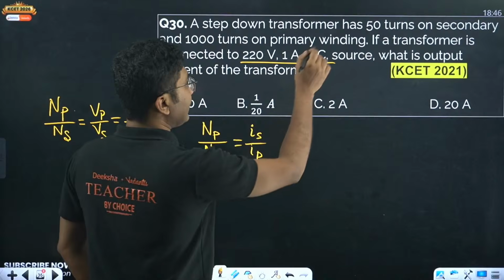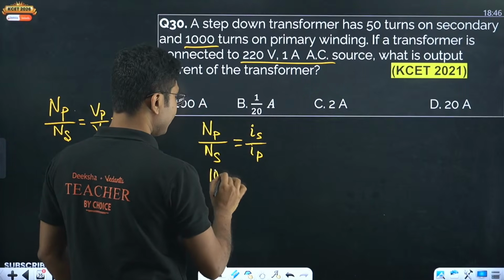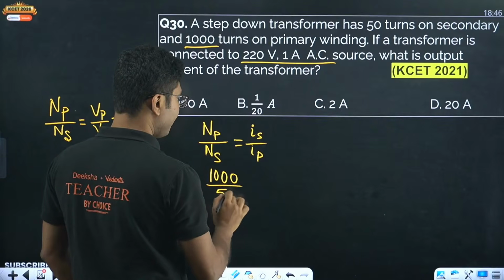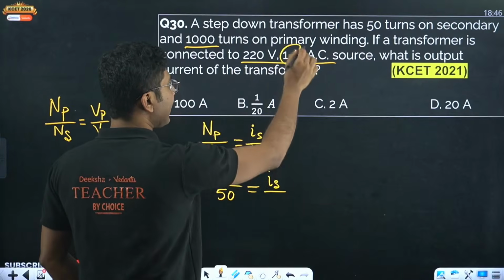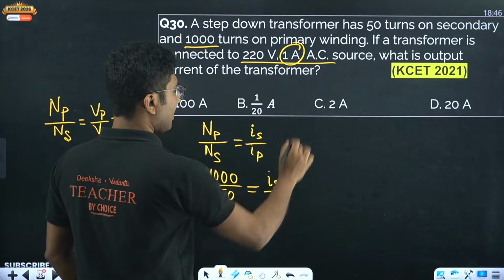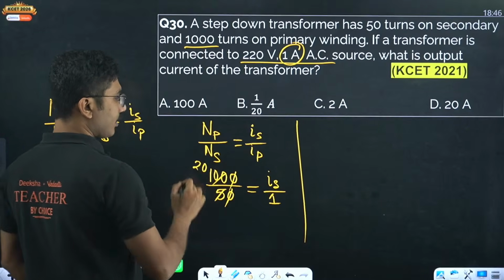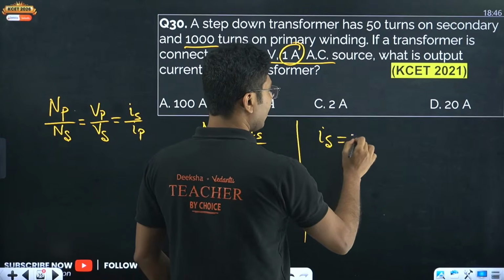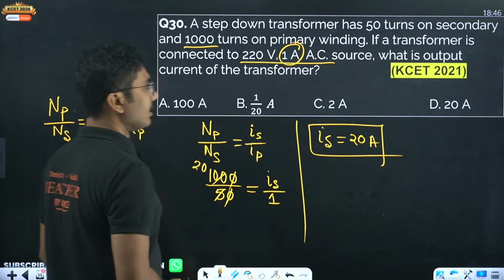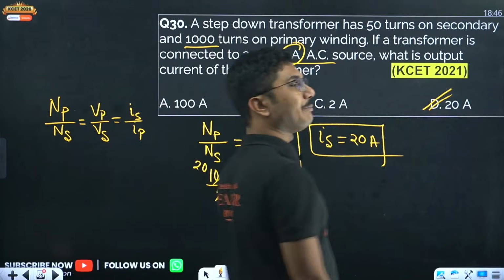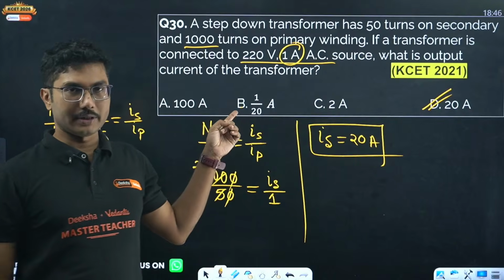So it has 50 turns on the secondary and 1000 turns in the primary. So 1000 turns in the primary divided by 50 turns in the secondary equals secondary current divided by primary current, which has 1 ampere, so 1. Simply cancel and you will get 20. So the secondary current is 20 ampere. The correct answer is 20 ampere. Don't make the mistake of picking the other option, because 20 is there, and 1 by 20 is also there.